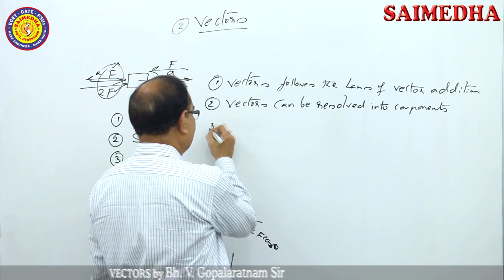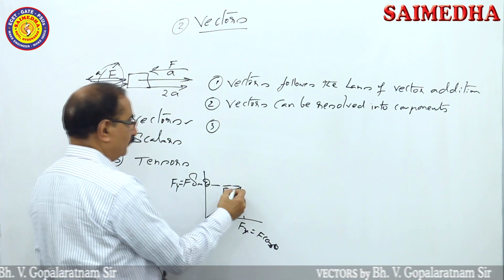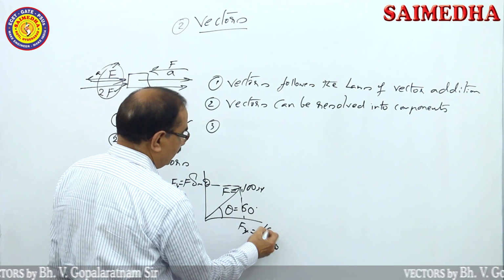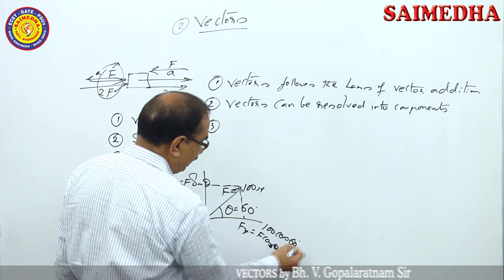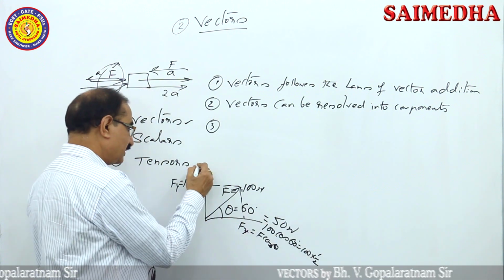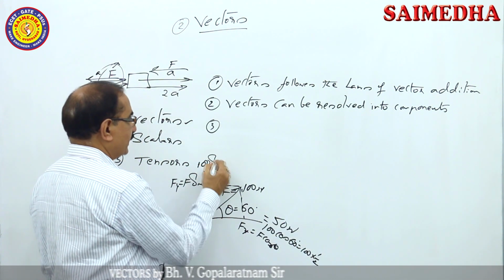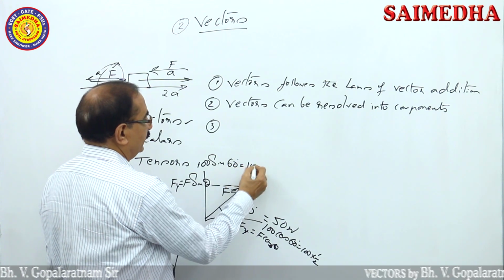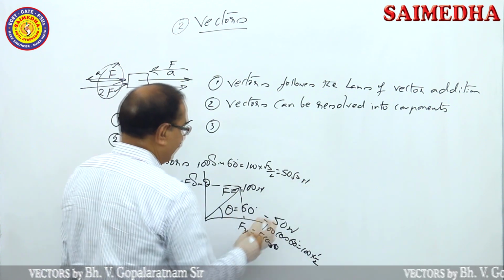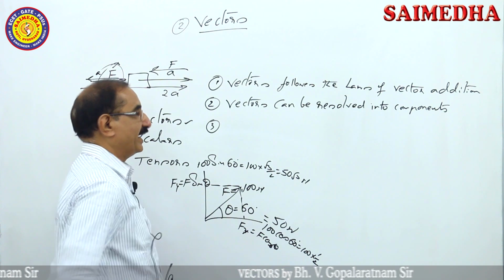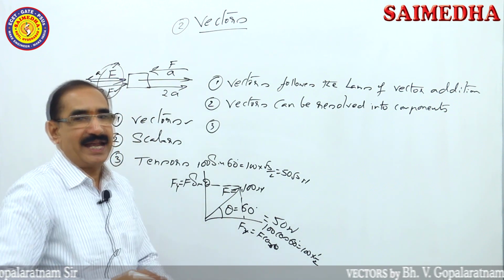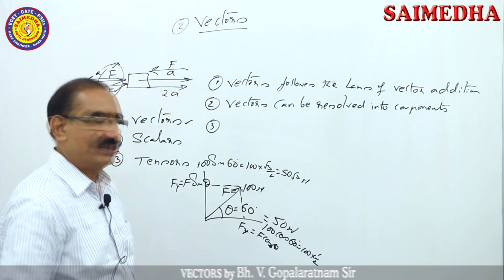And the third character is, you see here I am taking a force of 100 Newton at the angle of 60 degrees. In this direction it is 100 cos 60, 1 by 2, 100 into 1 by 2, which is 50 Newton. In this direction 100 sin 60, root 3 by 2, 100 into root 3 by 2, which is 50 root 3 Newton. Like this, different directions will have different magnitudes.